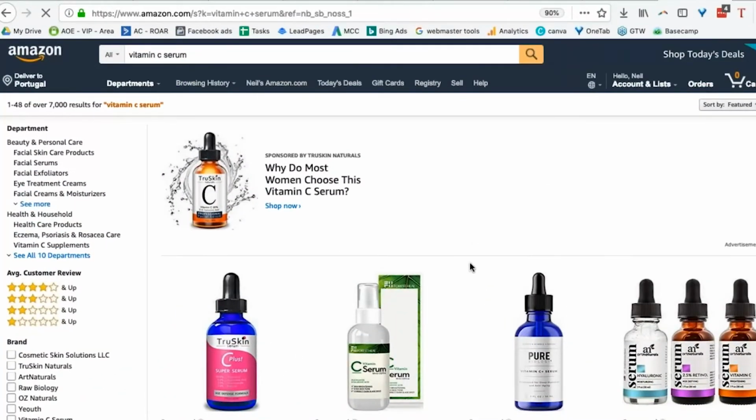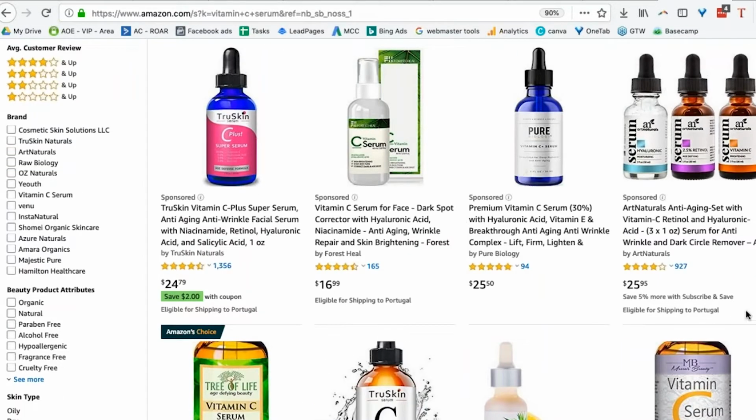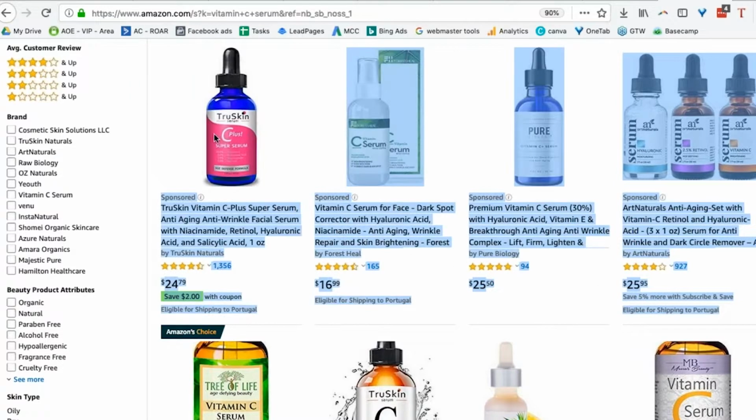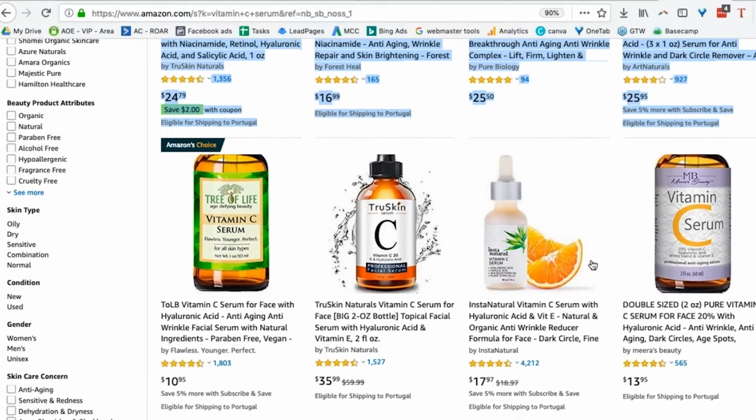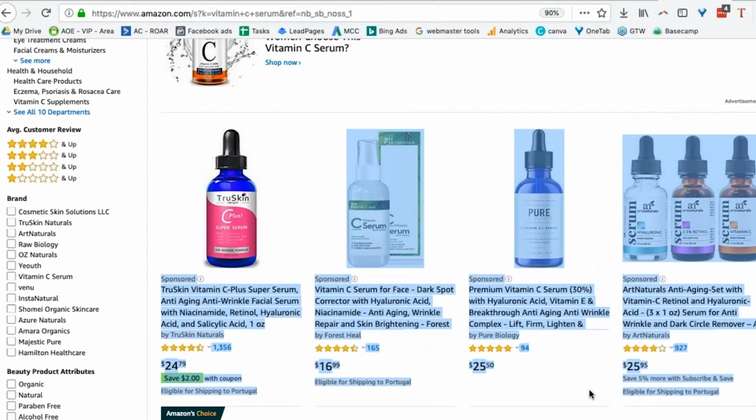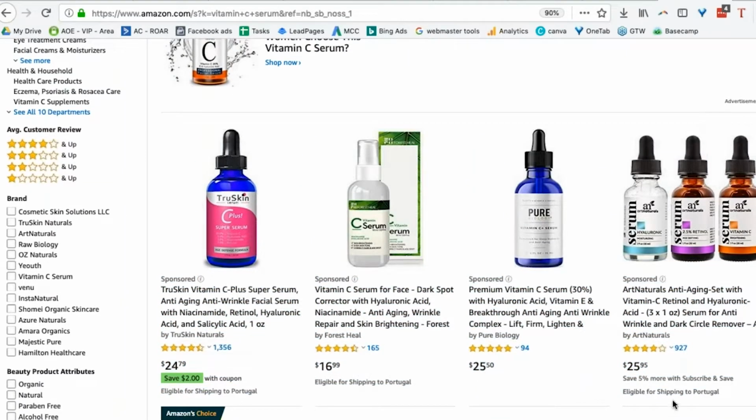So this is Amazon PPC. That's a sponsored brand listing right there, sponsored by True Skin Naturals. Notice it's page 1, position number 1, and these are all sponsored product listings right there. Notice that they are above everything else. So that is Amazon PPC at work. Sponsored means paid for, although we don't pay until we click, which is why PPC is so good.